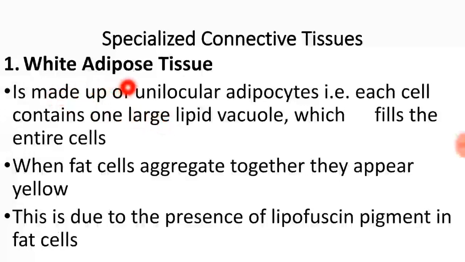Let us see the white adipose tissue. This is made up of unilocular adipocytes, each cell containing one large lipid vacuole, which fills the whole cell. When fatty cells aggregate together, they appear yellow. This is due to the presence of a pigment known as lipofuscin in fatty cells, adipocytes.